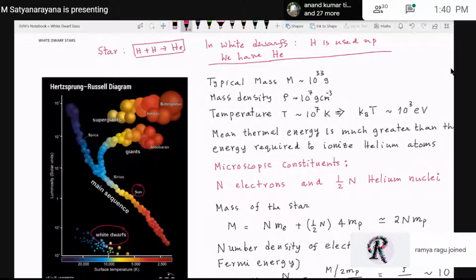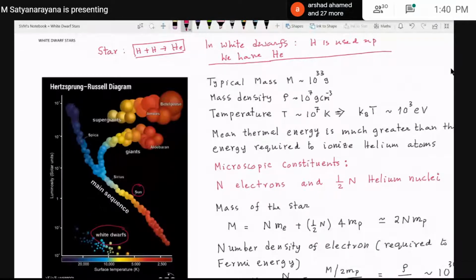So from this calculation, we find that the mean thermal energy, which is about 1000 electron volts, is much greater than the energy required to ionize helium atoms. Typically, ionization of the helium atom is around 100 electron volts. So at 1000 electron volts, it can simply strip off all the electrons from the helium atoms.